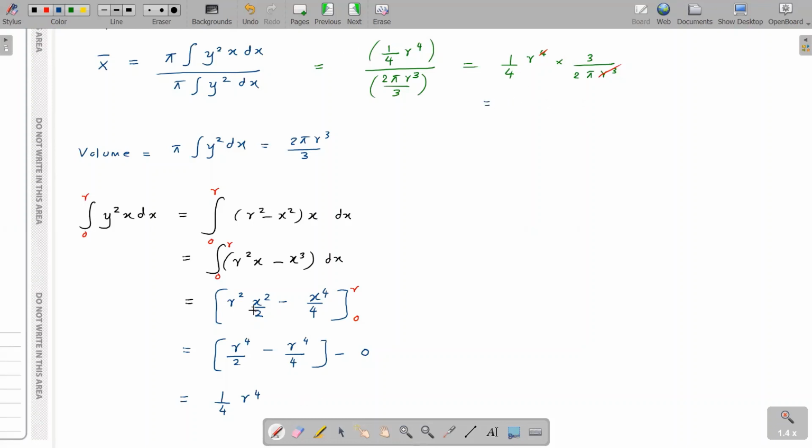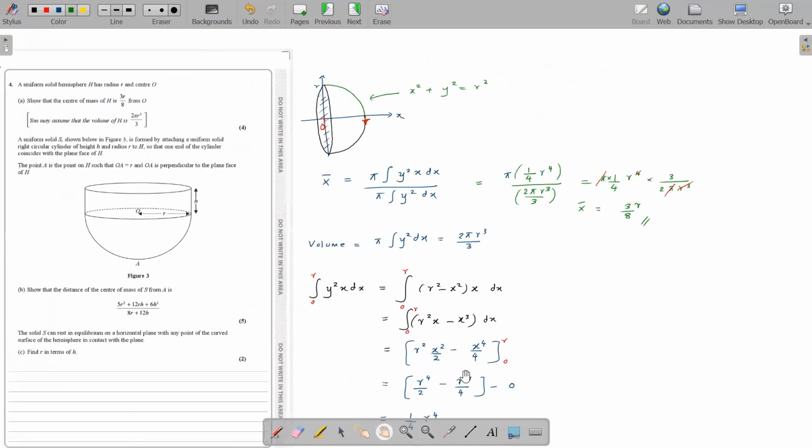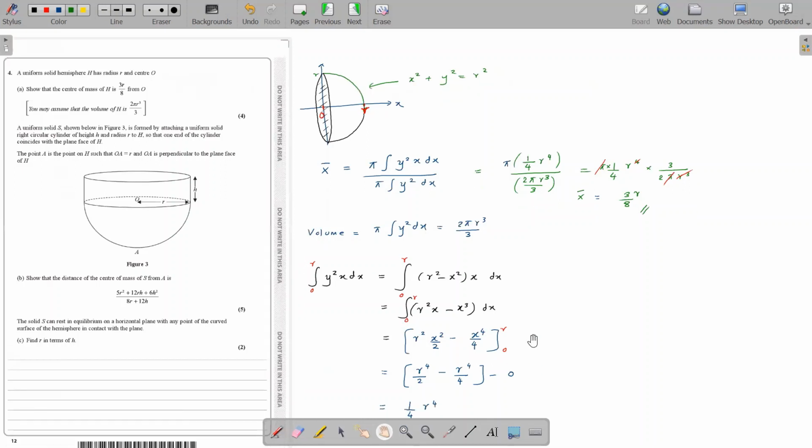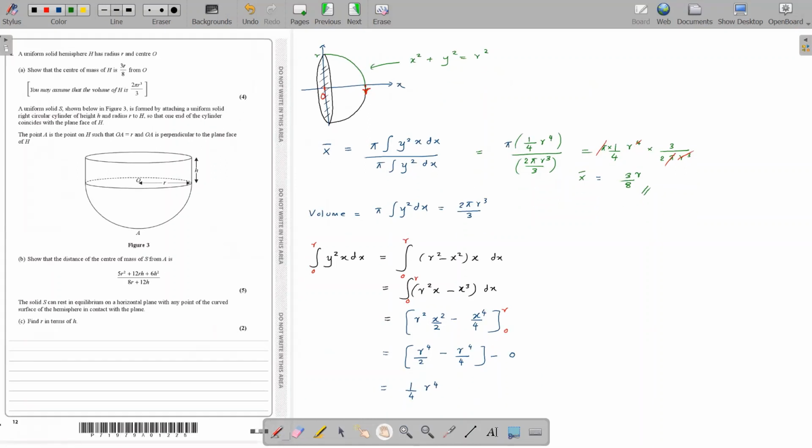Sorry, there's a pi on top as well, right? I only integrated the y squared x part, so that answer is 1 over 4 r to the power 4 with the pi. There's a pi here as well. The pi will also cancel out. Is that correct? So then I end up getting 3 into 1 is 3, 4 times 2 is 8, and there's an r on the top. So you get your x bar answer, 3r over 8, which is what is required, right? So we have shown that the center of mass of the hemisphere is 3r over 8 from the base. Is it clear? Okay, move to part B now.